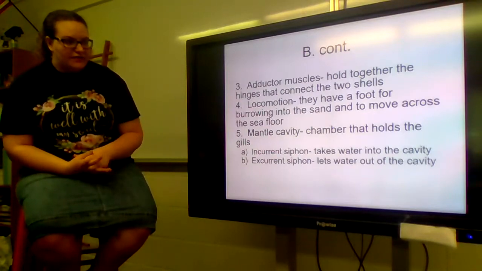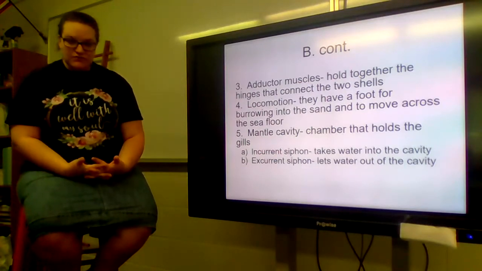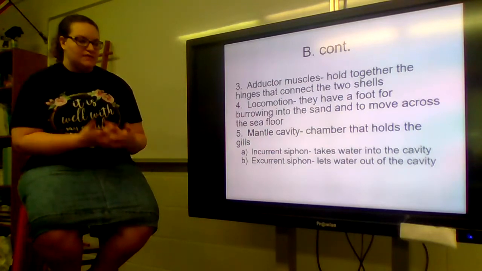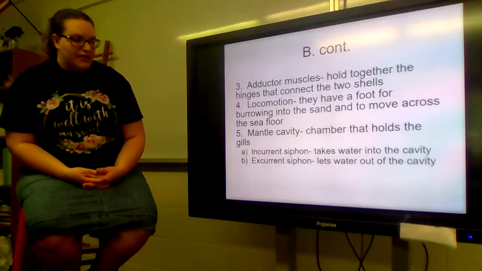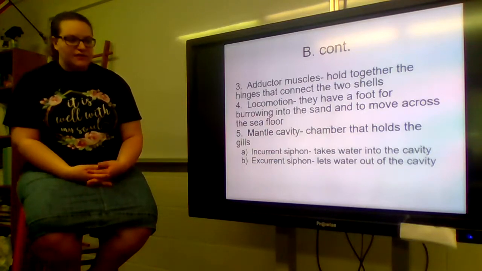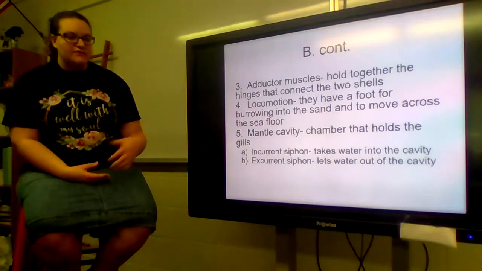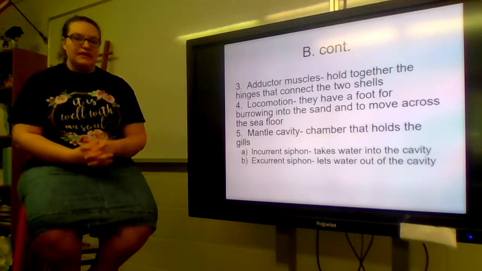The mantle cavity, this is the chamber that holds the gills. So they don't have lungs, they have gills, and they are located in this mantle chamber. They have an in-current siphon and an ex-current siphon. The in-current siphon takes water into the cavity, and the ex-current siphon lets water out of this mantle cavity.